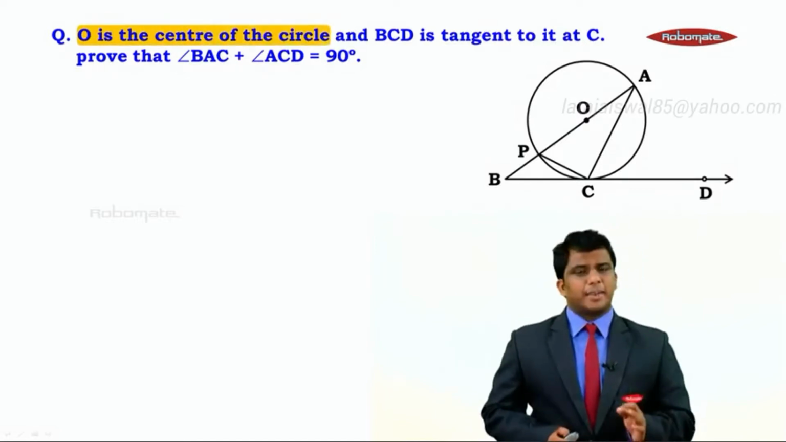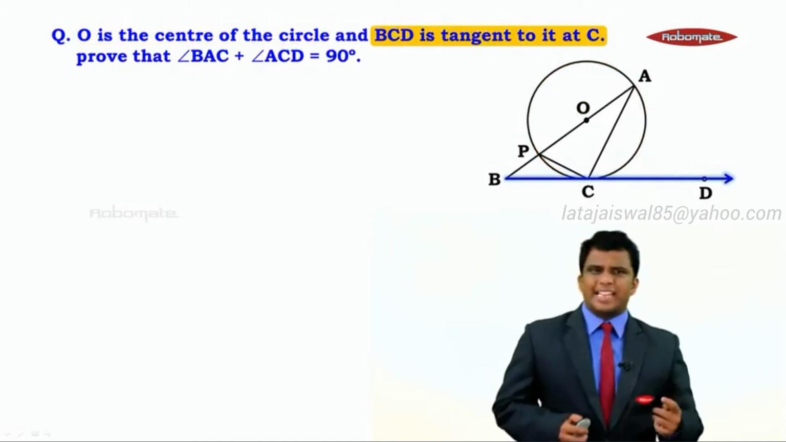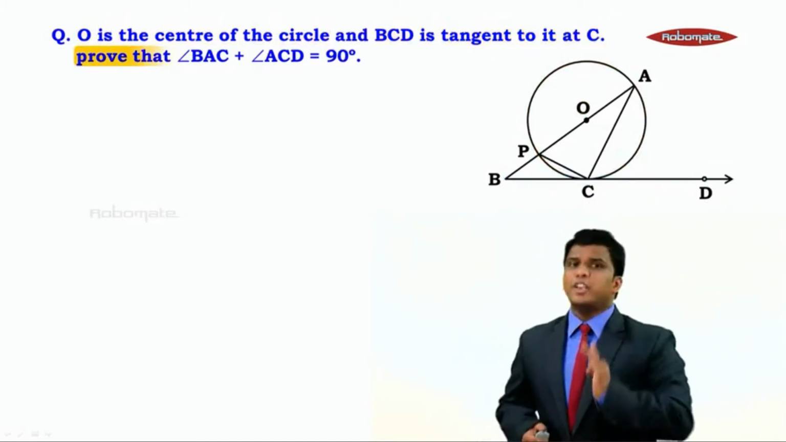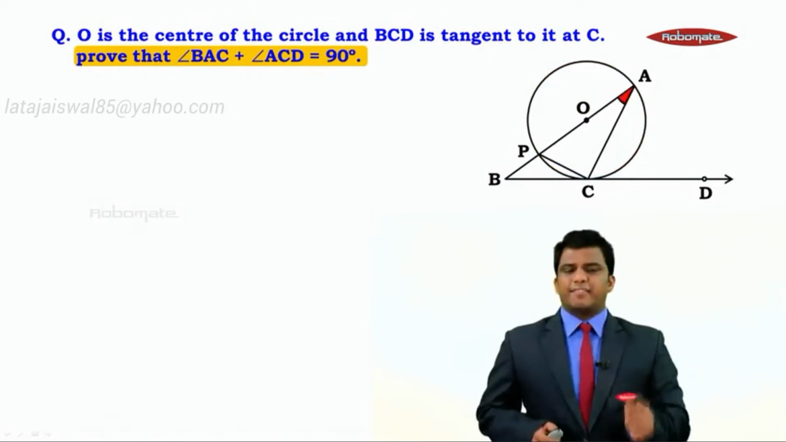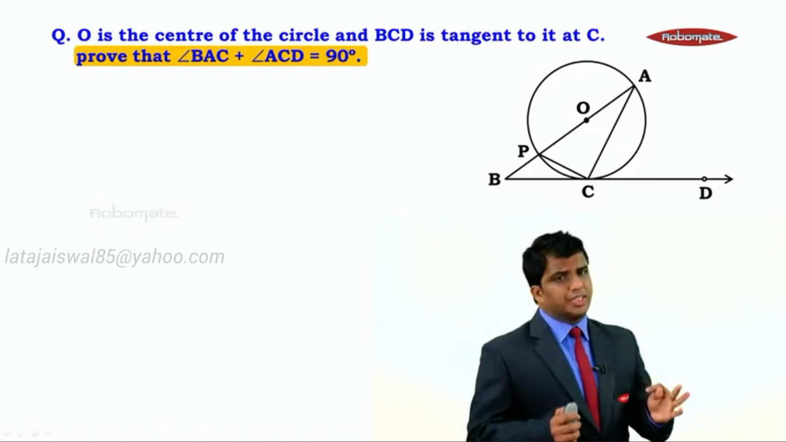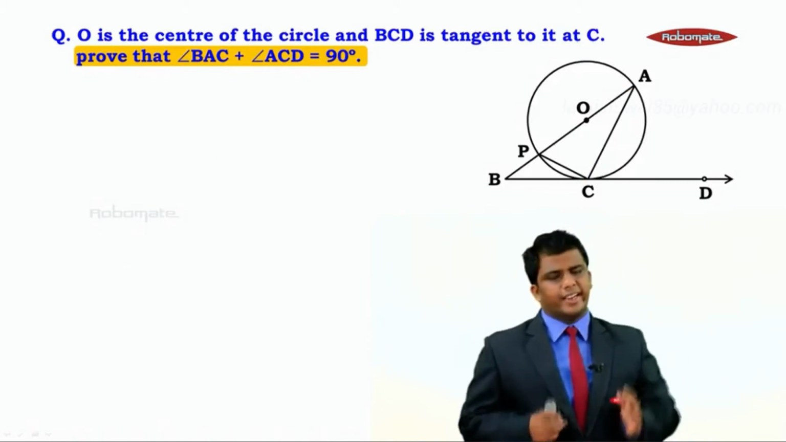Let's try to understand the sum again. We have a circle with center O and BCD is a tangent at point C. So C becomes the point of contact. We need to prove angle BAC, which you can see is blinking over there, plus angle ACD is equal to 90 degrees. This is what we need to do with these two angles. We need to show the sum is equal to 90 degrees.